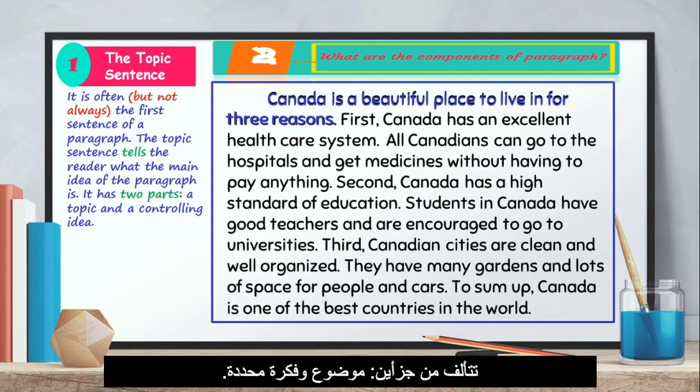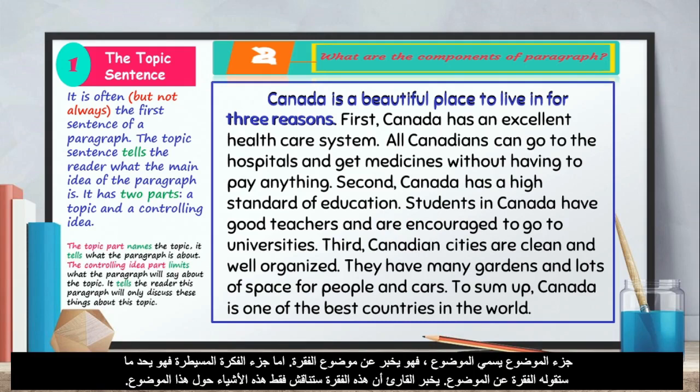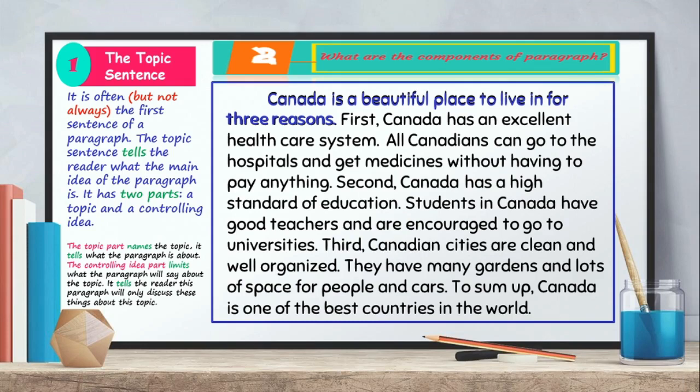It has 2 parts, a topic and a controlling idea. So the topic part names the topic, it tells what the paragraph is about, while the controlling idea part limits what the paragraph will say about that topic. It tells the reader that this paragraph will only discuss these things about this issue or this topic.